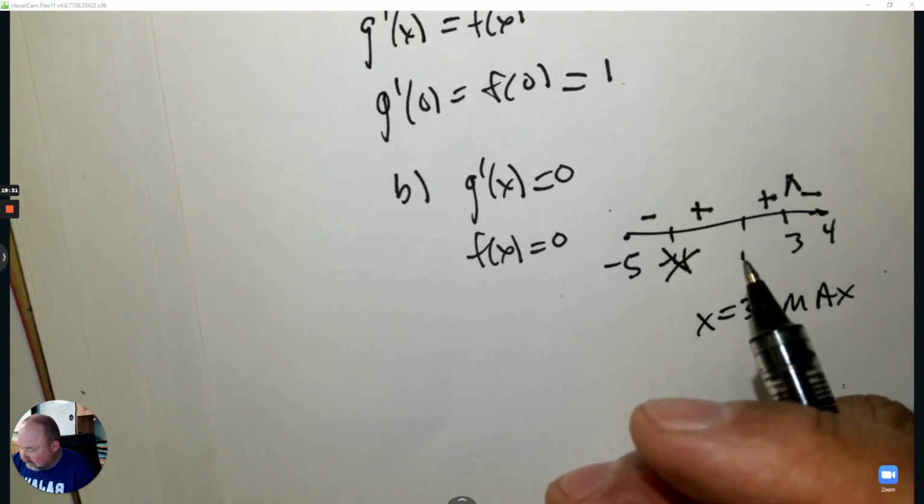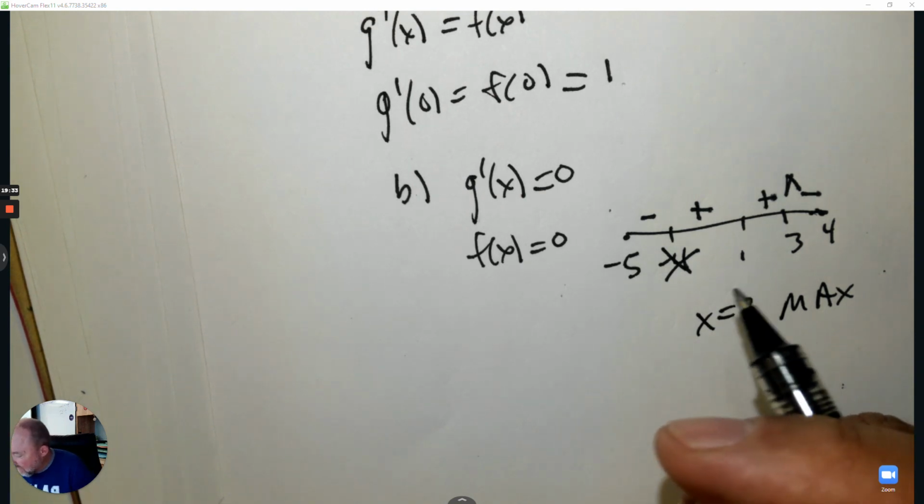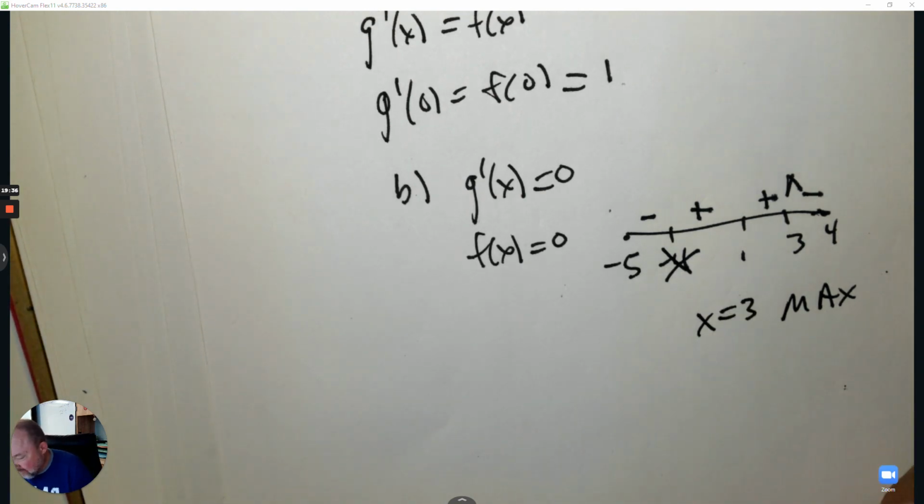All right, next question. Find the absolute minimum from -5 to 4.